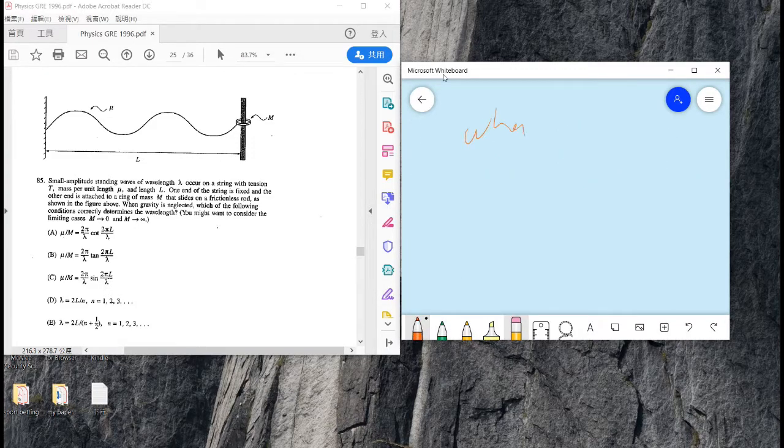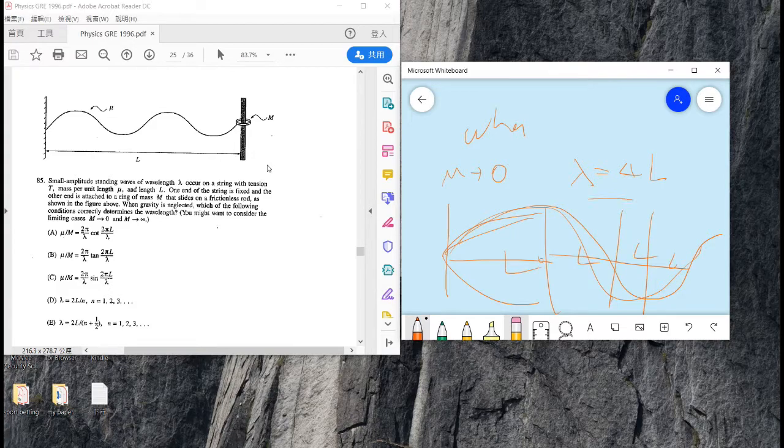And when m is 0, this end can be open. If you open it, then you can have a very large wavelength. So basically your first answer should be lambda equals 4L. So lambda can be 4L.